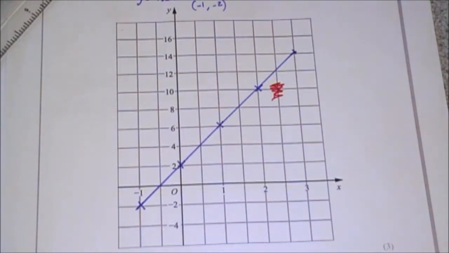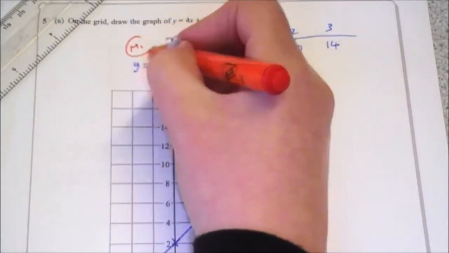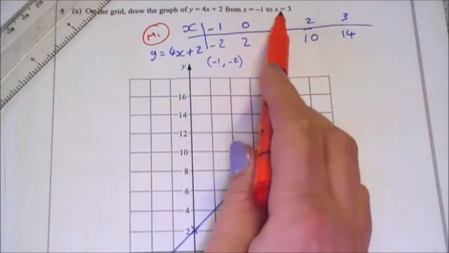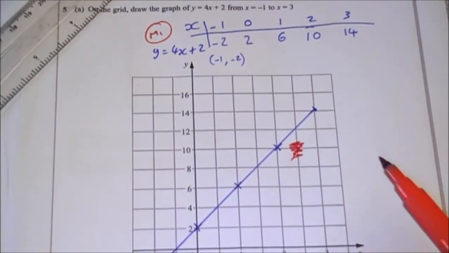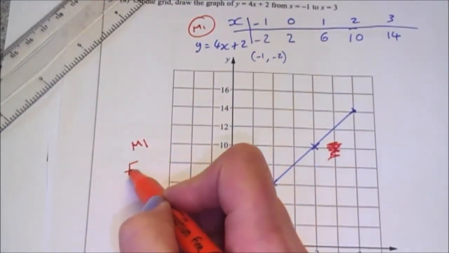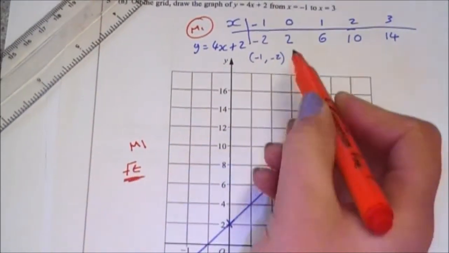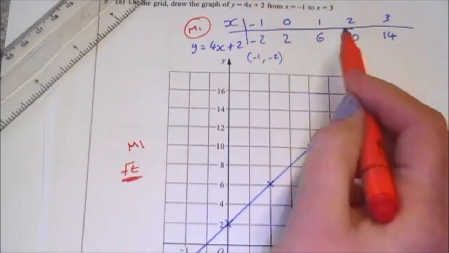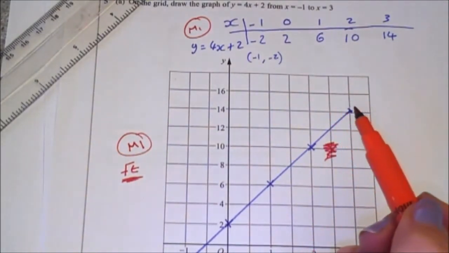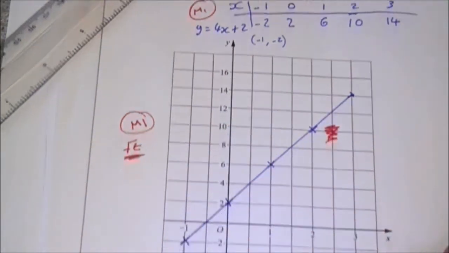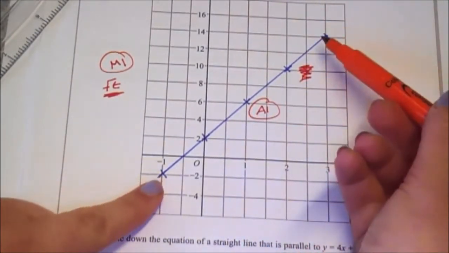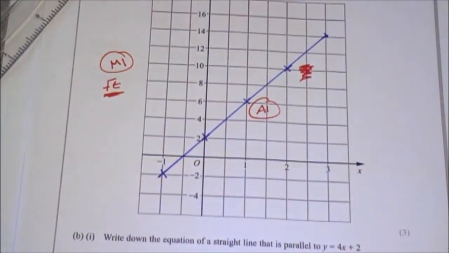So that is a 3-mark question, of which you get 1 mark for a correct table of values with the x values that they've requested. You get another method mark which allows you to follow through your mistakes made in the table above. So let's say you made a mistake there, but you plotted it, you still get that method mark. So you can get a method mark for your points, and you then get the final answer mark for having the line in the correct position.